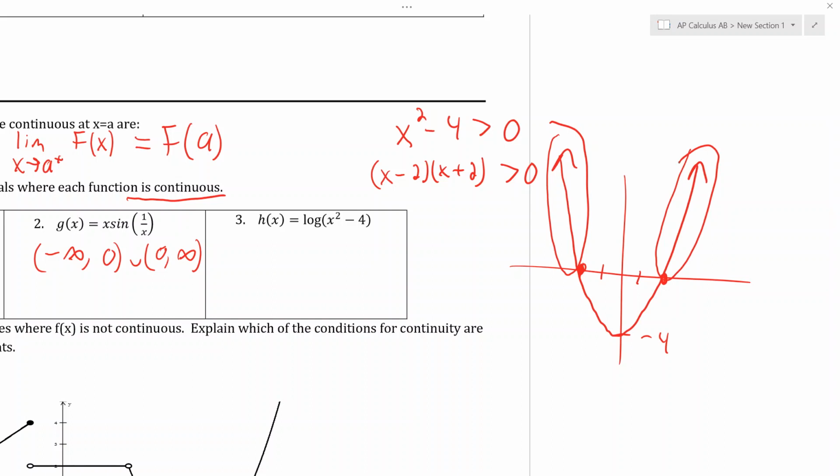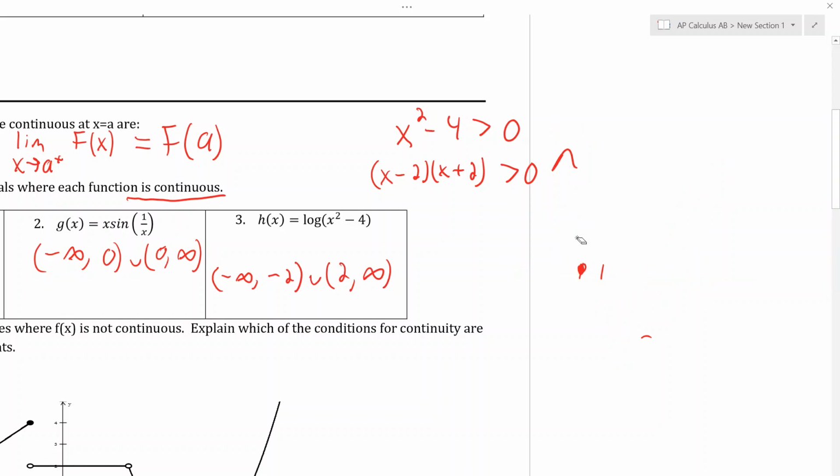Okay. So we're going to say it's continuous starting at negative infinity, because that's where x squared is positive, all the way up to what x value? Negative 2. Can we include negative 2? No, because that would make it 0 inside, undefined. Union with 2 to infinity. How do you feel about that? Pretty good? That's our whole concept of continuity, basically.